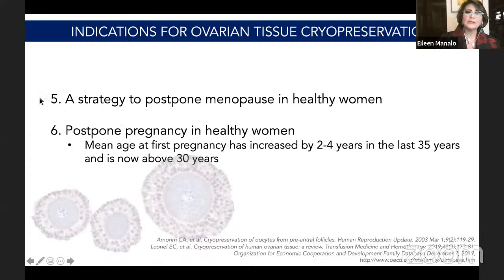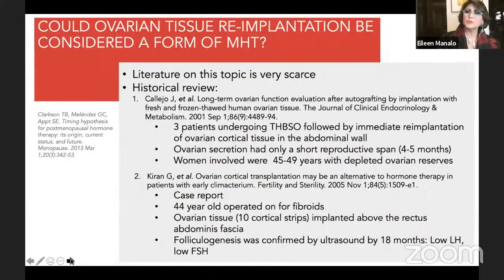And more recently in literature, you will find that ovarian tissue cryopreservation is now a strategy to postpone the menopause in healthy women and also to postpone pregnancy in healthy women. So very much like social egg freezing. So instead of freezing the egg, you're going to be freezing ovarian tissue. So what is the evidence? You will understand that the literature in this topic is very scarce.